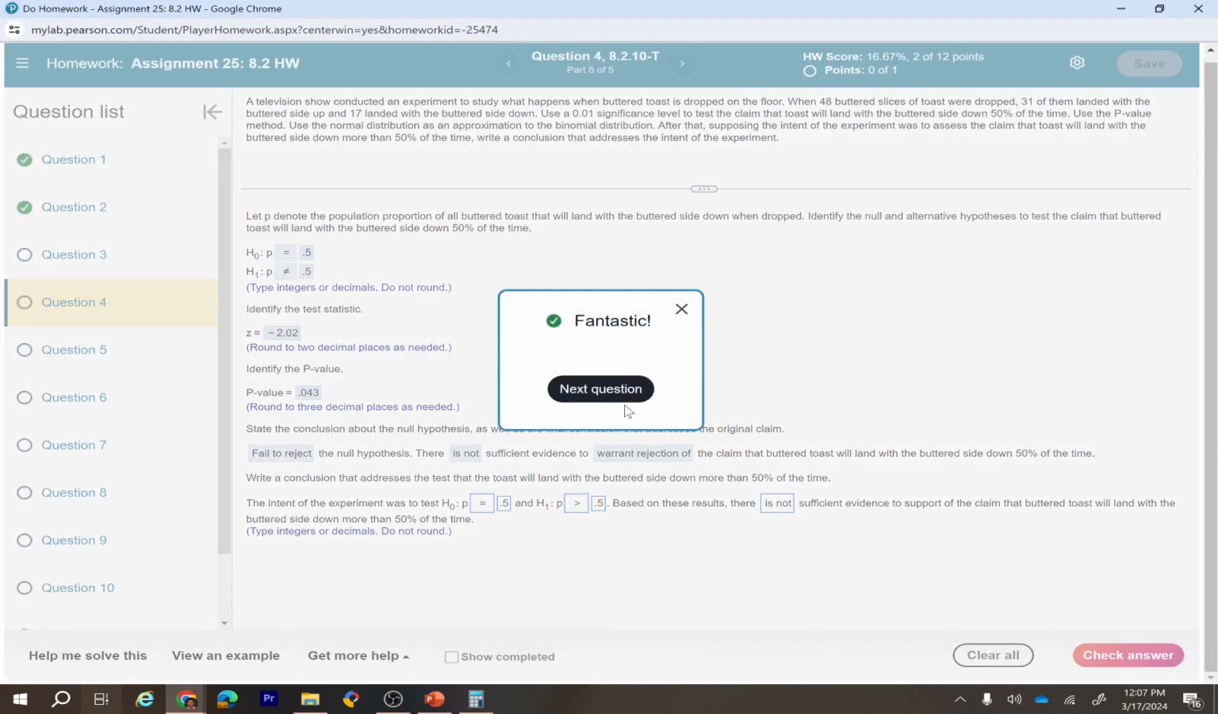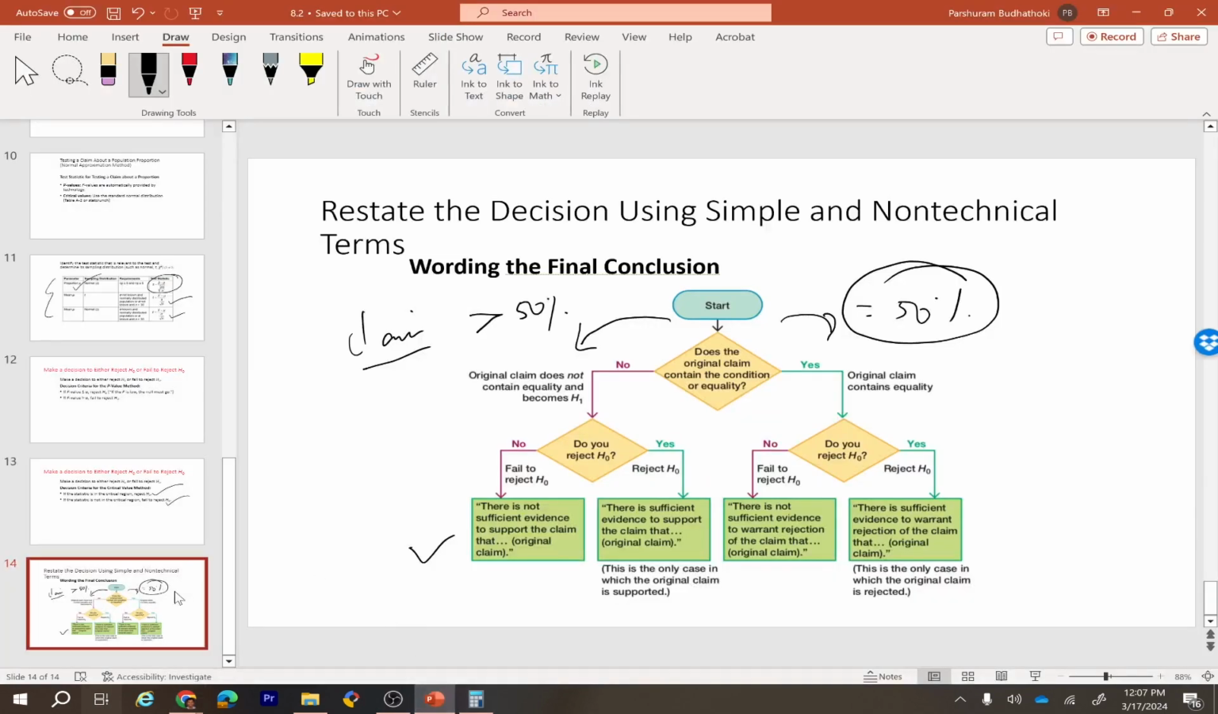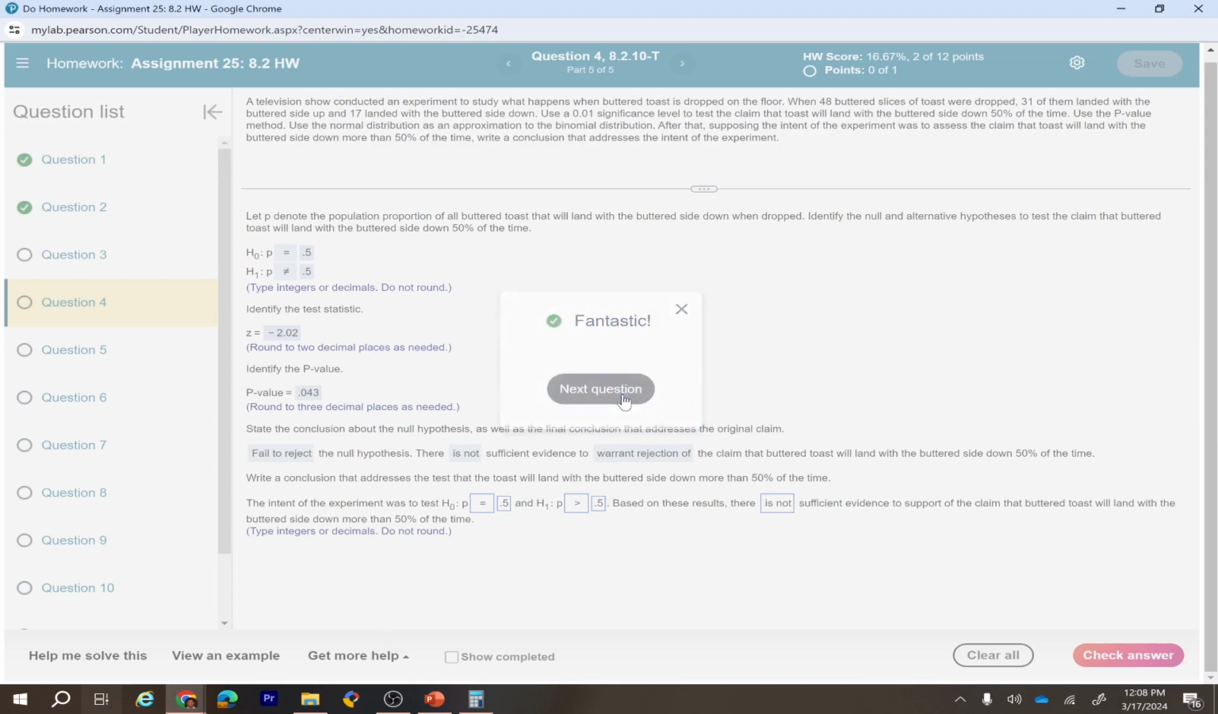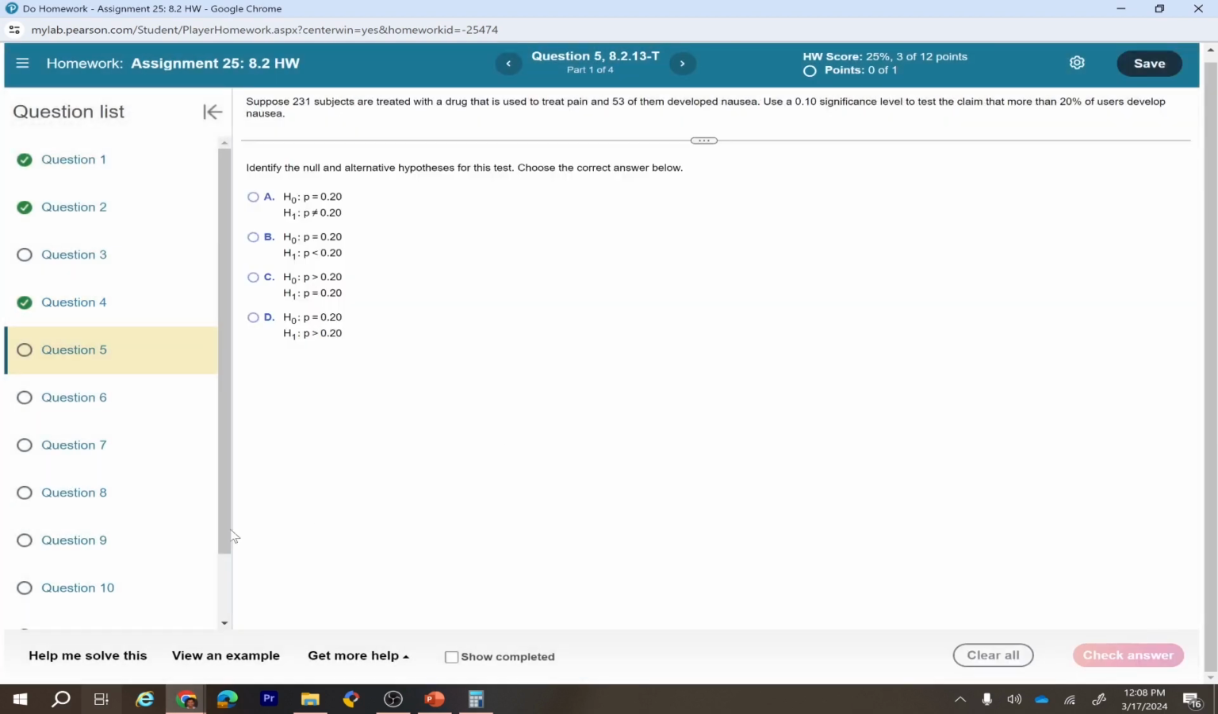So this time, in this flow chart, you have to go to the left side instead of the right side. Okay, because this time it's not equality. Whenever you start the question, you answer this question: does the original claim contain equality? If there is an equality sign, you go to the right side. If there is a greater than or less than, you go to the left side. Okay, so that's question number 4. Let me do the next question.